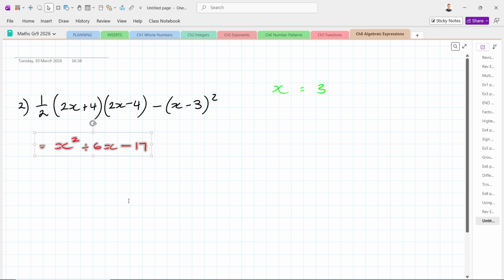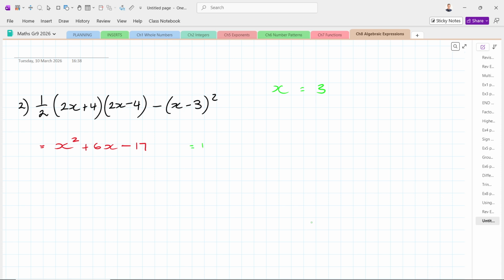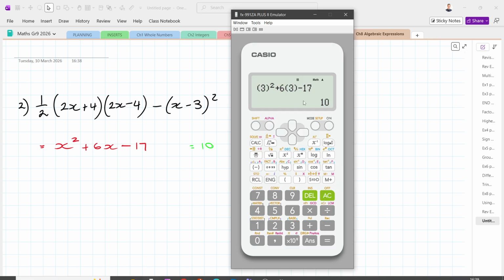So I'm going to start here. This is the quickest one to work with. I'm just going to grab my calculator, and I'm going to substitute 3 into the place of x. And that's going to give me 10. And I'm just going to make note of that. And then I'm going to retype all of this, again, replacing the x's with 3.